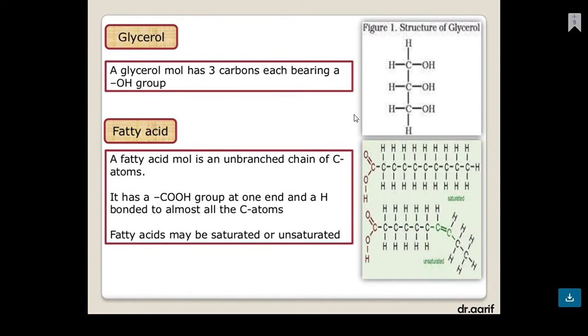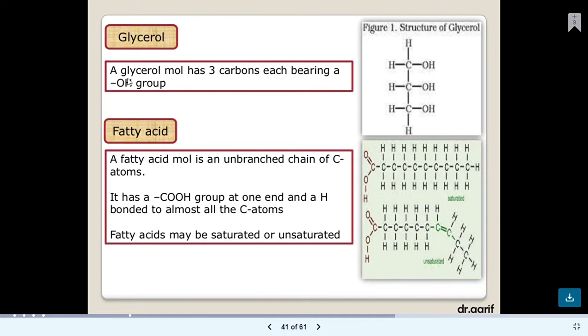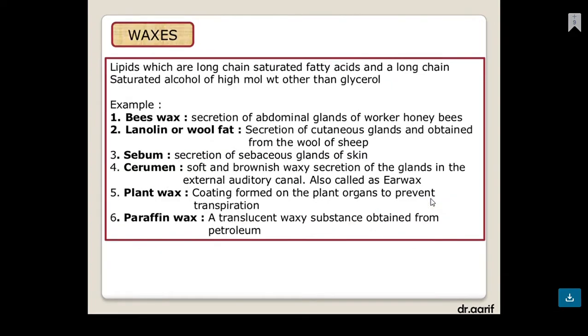Here, this is about glycerol and fatty acid. Glycerol has three carbon atoms, each bearing a hydroxyl group. And fatty acid is an unbranched chain of carbon atoms. It has a carboxylic acid group at one end, and it is bonded with hydrogen to almost all other carbon atoms. And fatty acids can be two types. You have saturated and unsaturated.